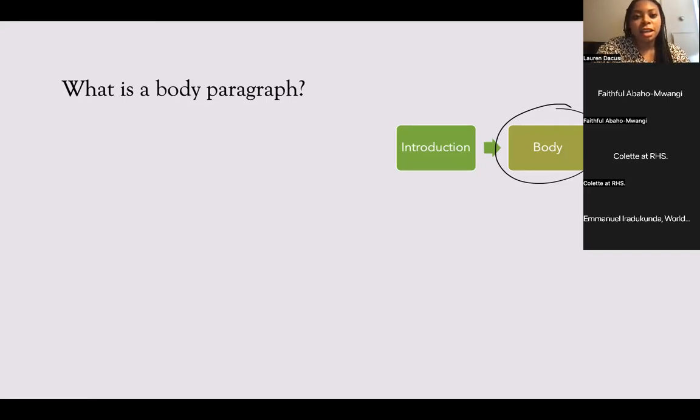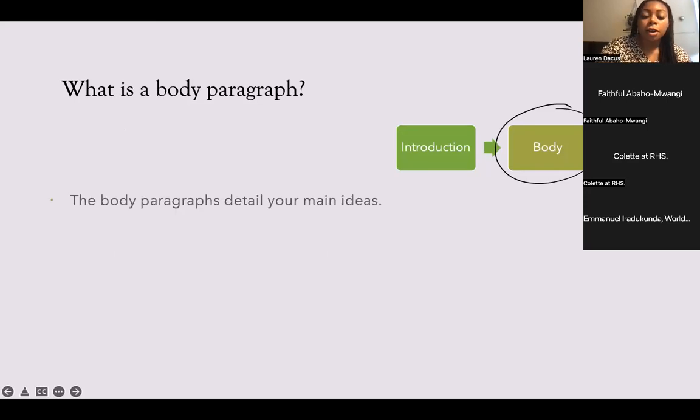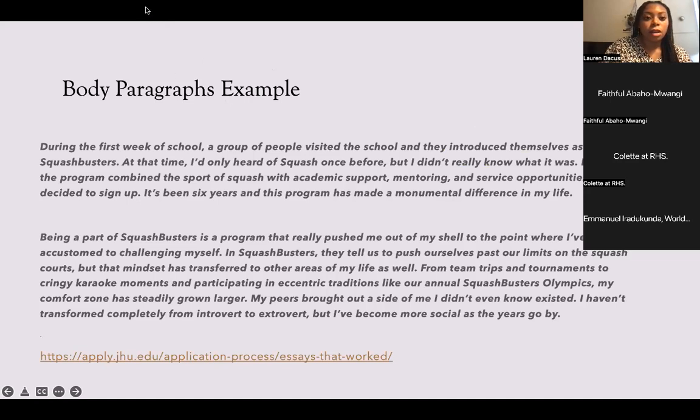So today we're discussing essay structure, and right now we're working through the different parts of an essay. We just discussed the introduction, and so now we're looking at the body paragraphs. A body paragraph, or your body paragraphs, detail your main ideas. So it is this opportunity for you to go into detail about the main ideas that you're trying to convey in your essay.